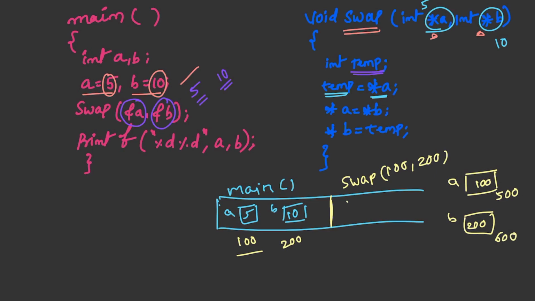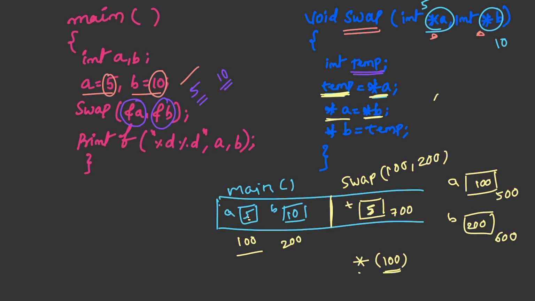In the swap function, a temporary variable has been created. Let's say it is at address location 700, and the temporary variable has been loaded with star A. That means we know star A is at 100, so the value at 100. What is the value at 100? That is 5. So temp is changed to 5. And star A is equal to star B.